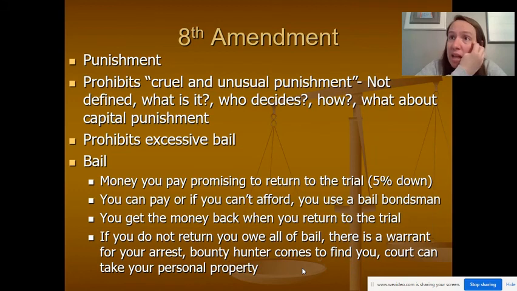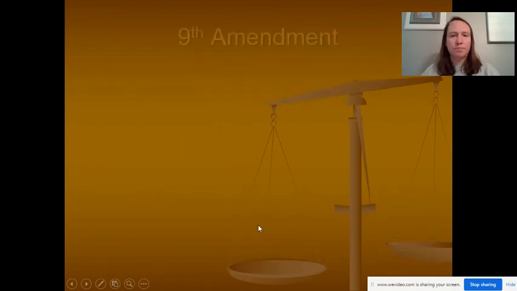But yeah, I mean, they lost out on that money, and so they'll send somebody after you to find you, right? They don't like losing out on all that money. So they'll send a bounty hunter out or something crazy like that. So you don't have to write that down, but that's just kind of how bail works.